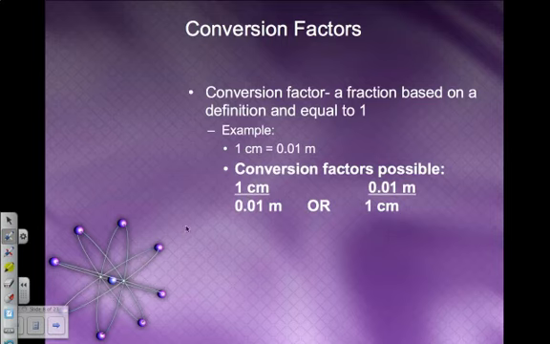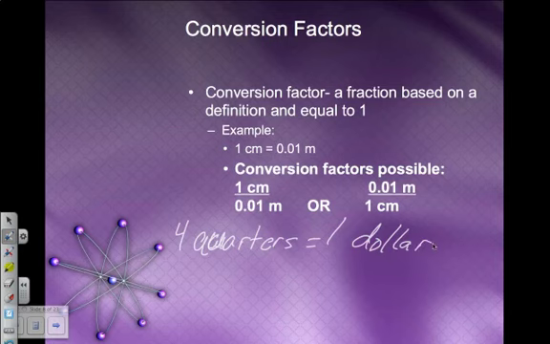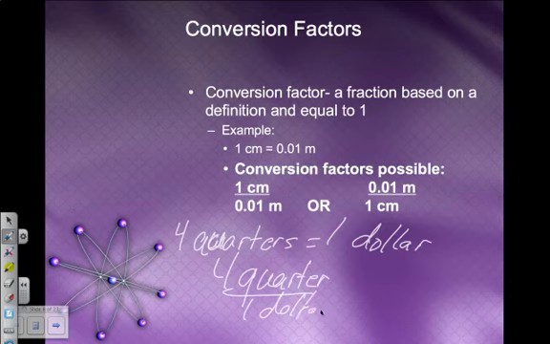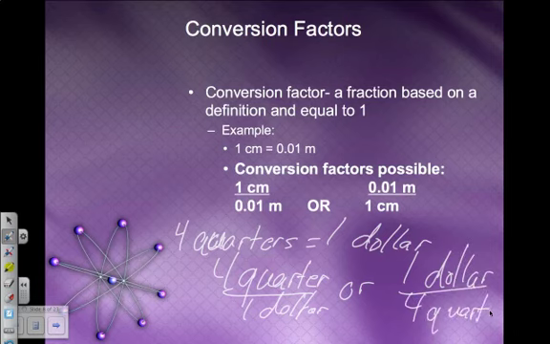So it's the same thing as like if I have 4 quarters, and that's equal to $1. I can set it up 2 different ways as 4 quarters over $1, or I can set it up as $1 is equal to 4 quarters. As long as I do not have $4 is equal to 1 quarter, because that's not correct.